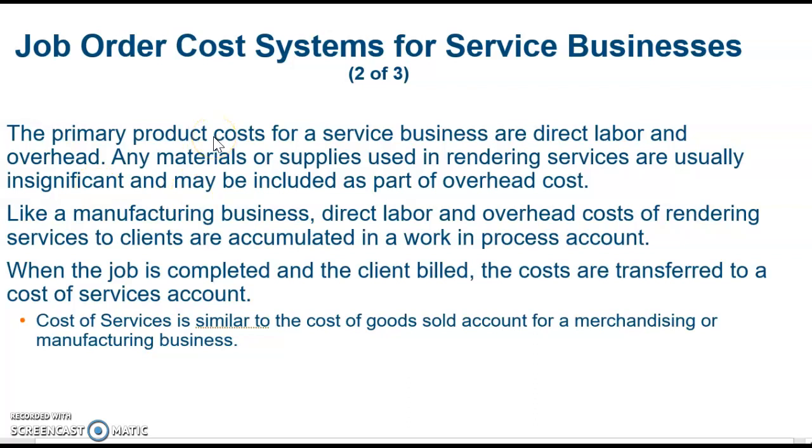The primary product cost for a service business is going to be direct labor and overhead, because we're providing a service and not a product. So any materials or supplies used in providing that service are usually not going to be much or be insignificant and may be included as part of the overhead cost. Just like a manufacturing business, direct labor and overhead costs of rendering services to clients are going to be accumulated in WIP, and when the job is completed, the client would be billed. And when the client is billed, the costs are transferred to a cost of services account.